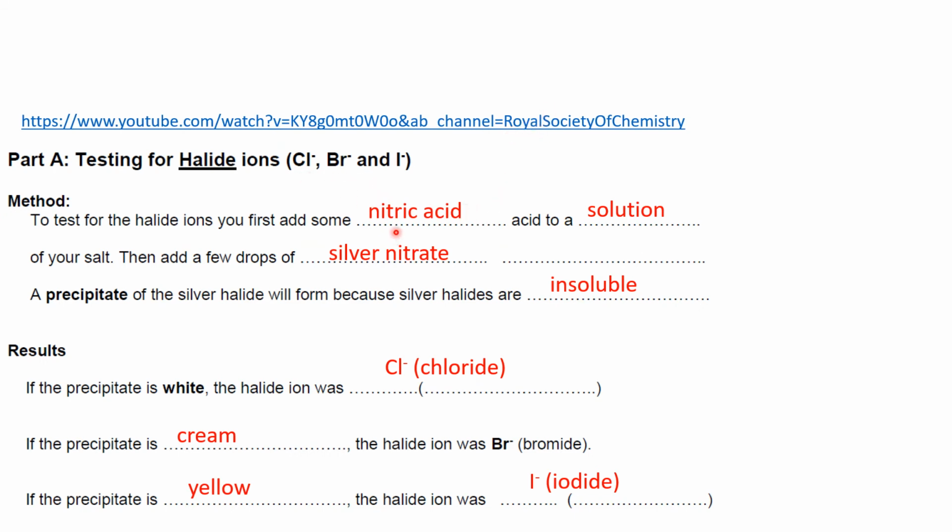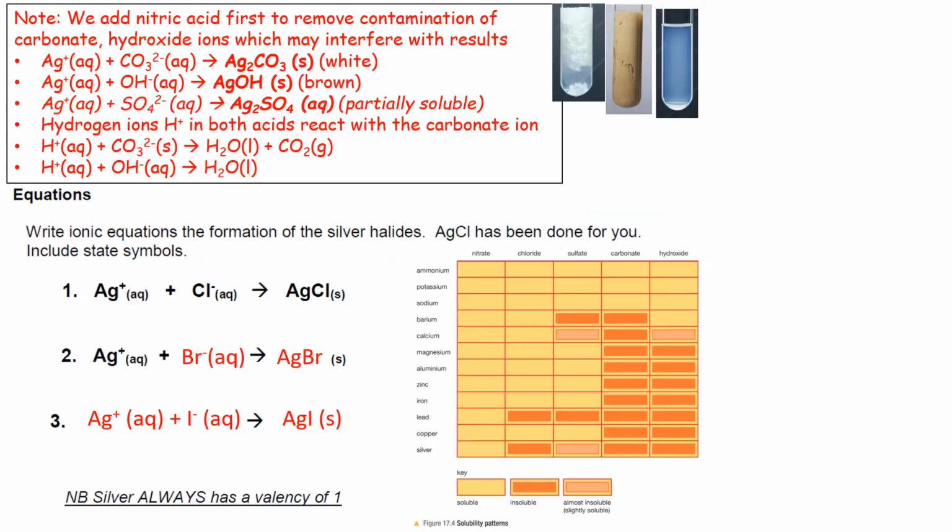Your test for halide ions, you first add nitric acid. You can't add hydrochloric acid because remember you'll get a false chloride test. You can't add sulfuric acid either, because there are some sulfate precipitates which might get in the way, and as you know, that's calcium, barium, silver sulfate or lead sulfate, so you can't add those two. So nitric acid is the only one you can add. Then add a few drops of silver nitrate. Your silver halides are insoluble, so they are solid, and these are your colours. Remember, the colours go darker as you go down the group.